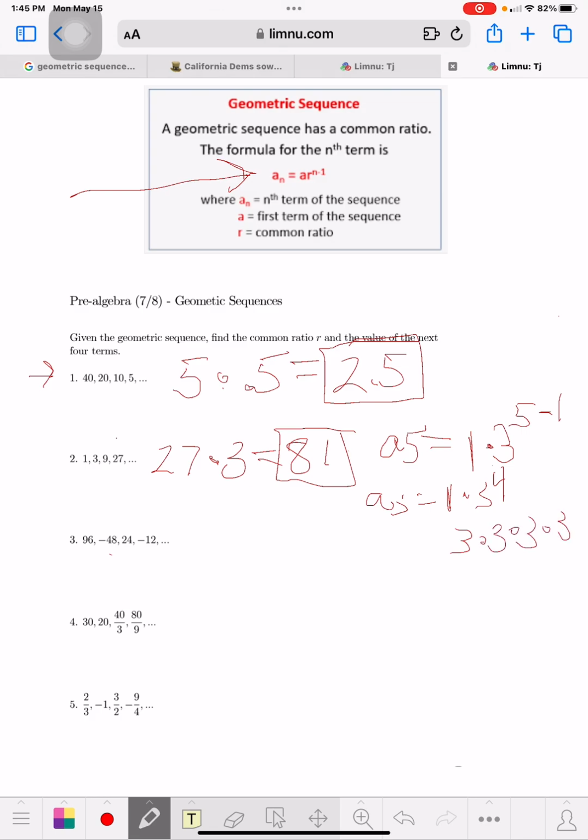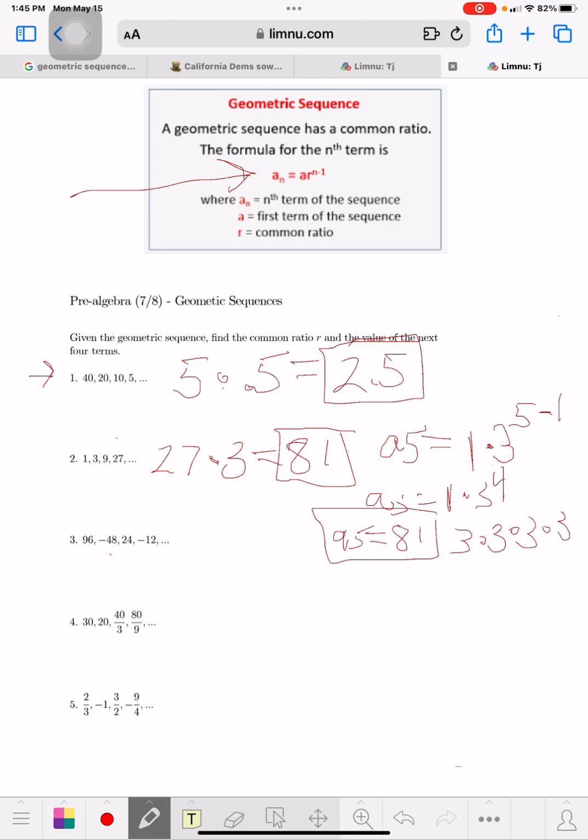But don't forget, if we were doing the 20th, you'd have to do 19 times 3 times. So your calculator can do 3 to the 19th power. And that equals a to the fifth equals 81. So see how the formula works too? And that's it. That's all there is to it. So what you want to do on each one of these, you want to just solve for the ratio and then go to the next one.